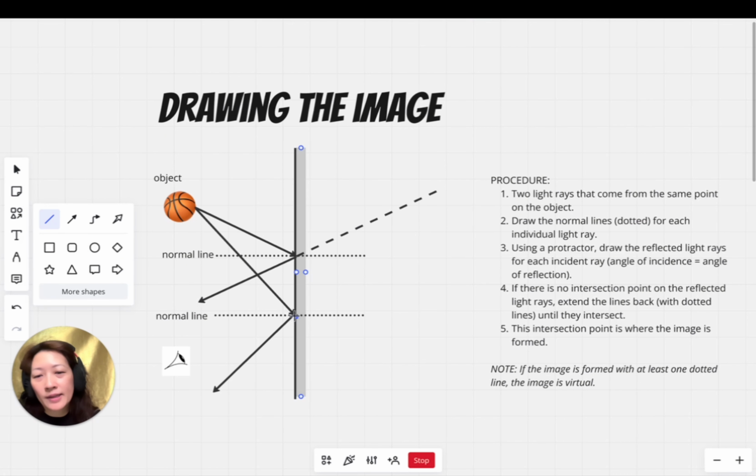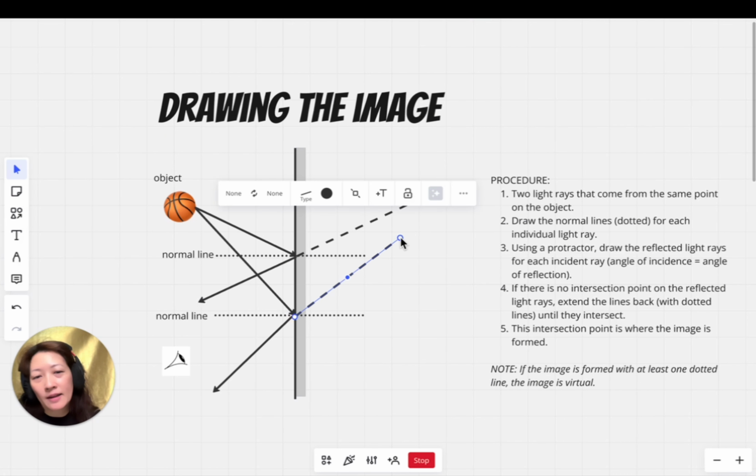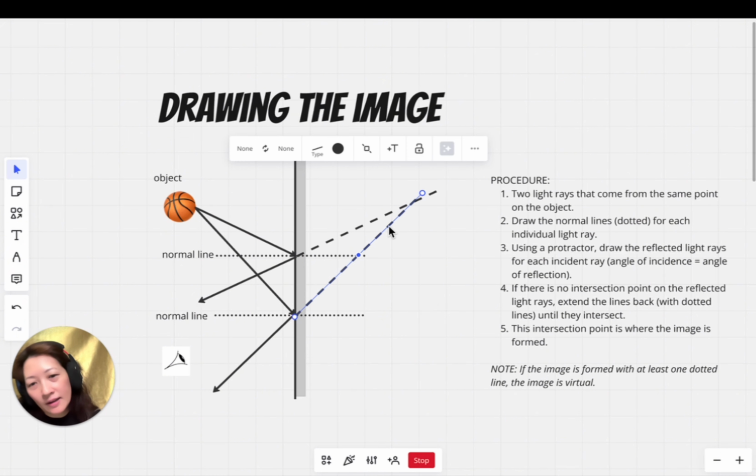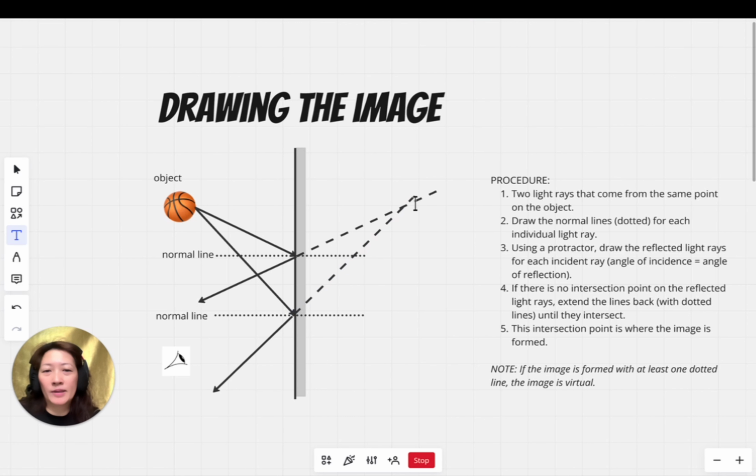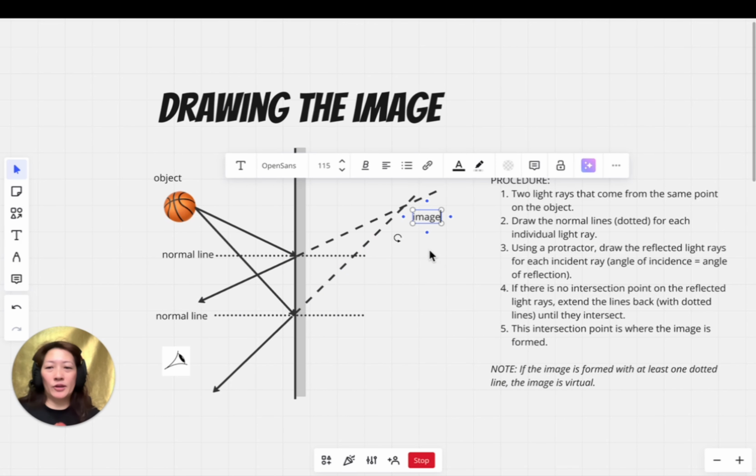So we're going to do this as well for the second light ray. I'm just going to fix this to make sure that they are in a straight line. And as you can see, yes, it's the intersection point and it is at equal distance from the surface of the mirror as the object. So this position is where the image is formed.